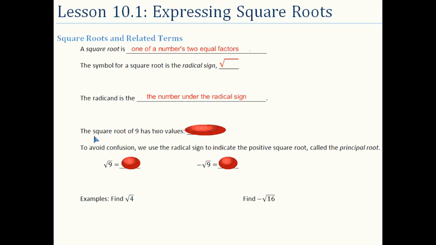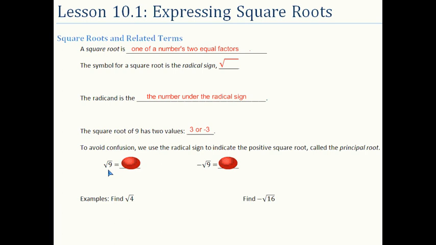So looking here, the square root of 9 has actually two values. We usually think of just 3 because 3 times 3 is 9. But negative 3 is also one of our options because negative 3 times negative 3 is 9. So each square root has two values, the positive and the negative. To avoid confusion, we use the radical sign to indicate a positive square root called the principal root. So when you just see the square root of 9, it's just referring to the principal root, or the one that's positive.